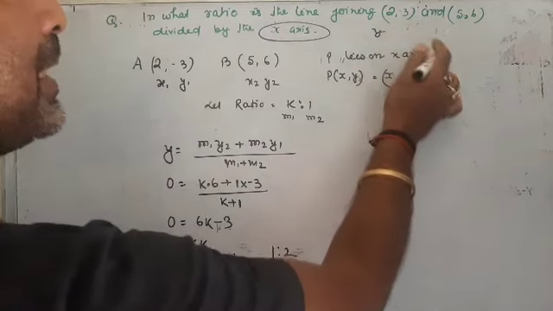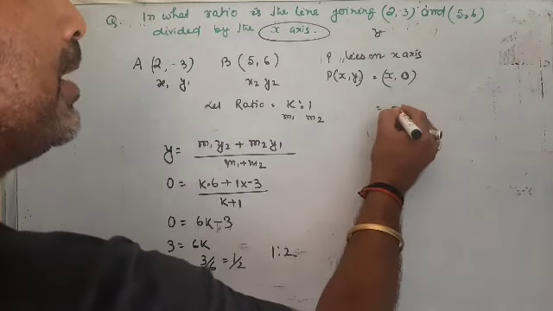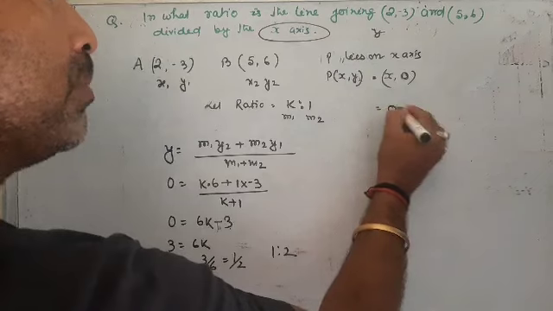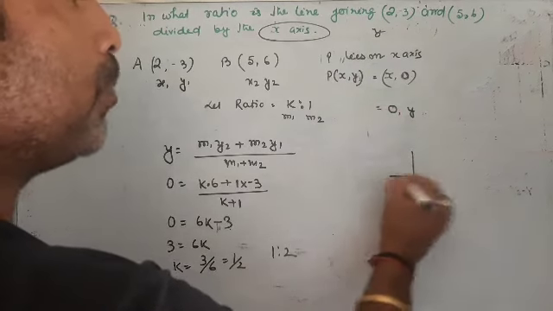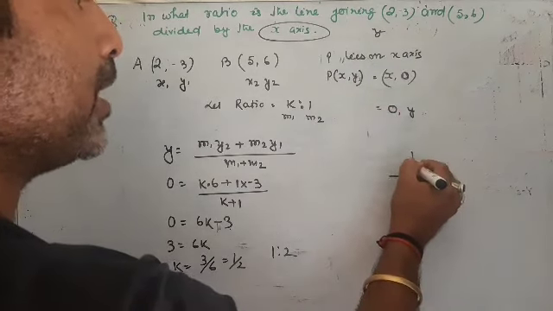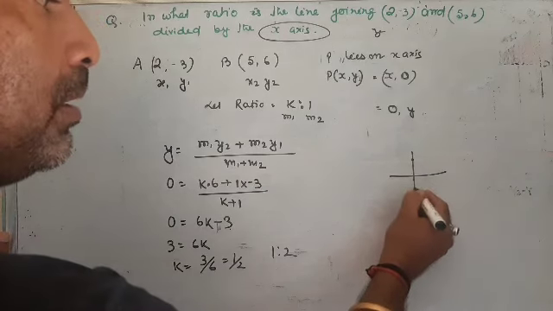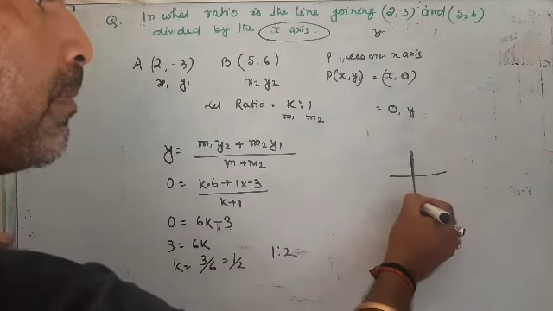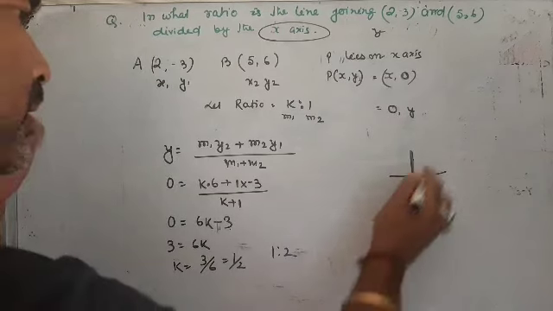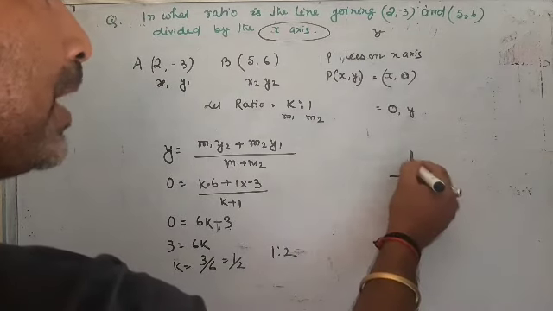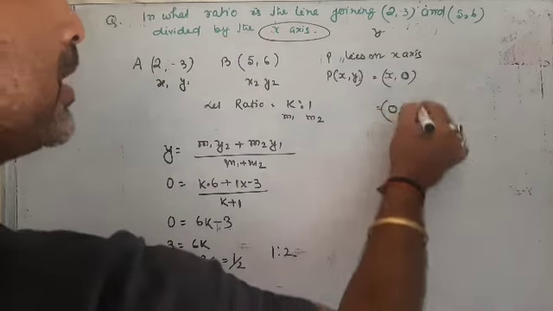P lies on the y-axis, that means its x is 0, but y is something. Because when a point lies on the y-axis, that is here, maybe here, maybe here, anywhere on this line, x is 0 but y is something. So that's why the coordinates are (0, y).